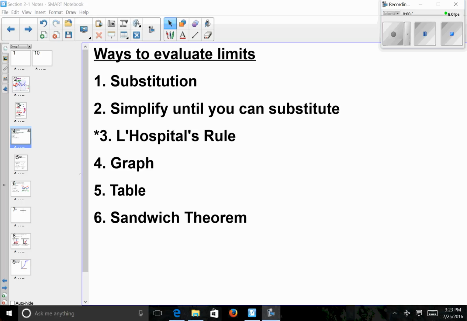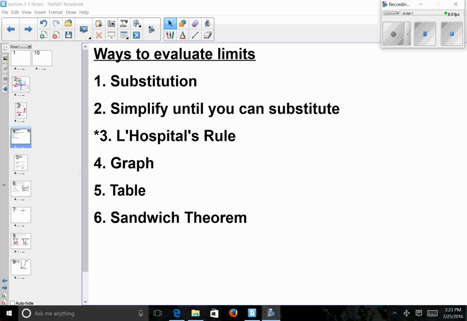So this video is now going to introduce some of the methods for evaluating limits. And what I've listed here are the most common ways that we can evaluate limits, and they're pretty much written in the order that most people are going to choose to do this. So the first way you want to try to evaluate a limit is substitution. It's the fastest, easiest way to do one. You just plug in what x is approaching for x and simplify it.